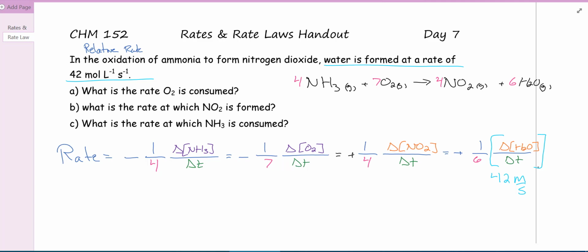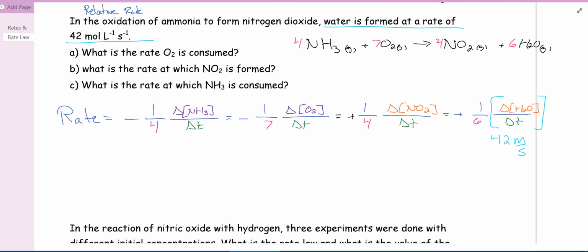So mathematically, how this works out is that the rate of the reaction equals 1/6 times 42. So that means 42 divided by 6 would be what? 7. So the rate of the reaction is 7 molarity per second overall. That's all that means. So rate equals 1/6 times the change in concentration of water over the change in time. So that's how we come up with 7.